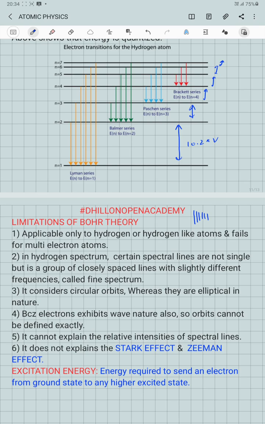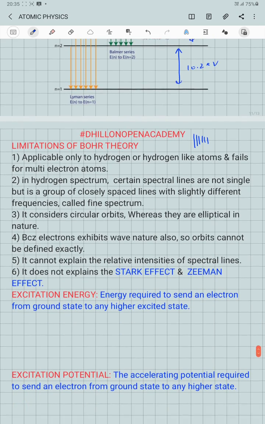Stark effect means when an electric field is applied on the specimen for which we are taking the spectrum, under the effect of the electric field, the spectral line starts splitting up. This is the Stark effect. But if we apply a magnetic field, again splitting of the spectral line takes place. We call this the Zeeman effect. So these were a few of the shortcomings of Bohr's theory of a hydrogen atom.